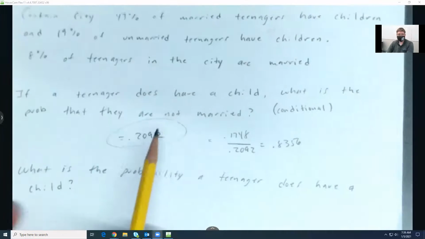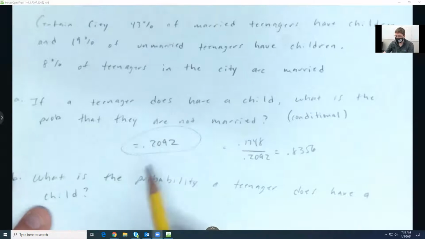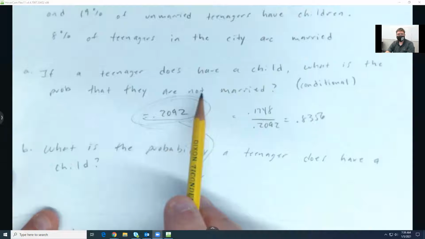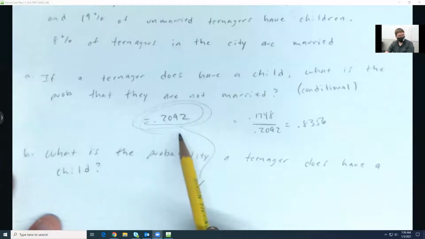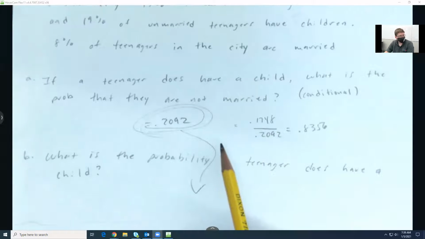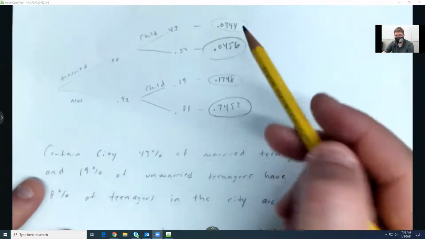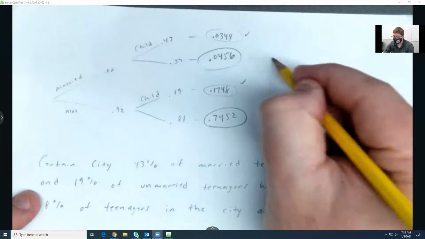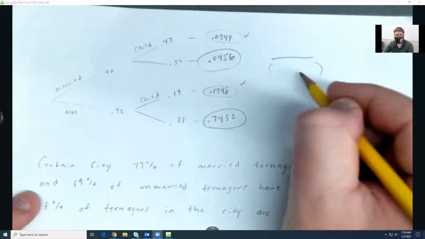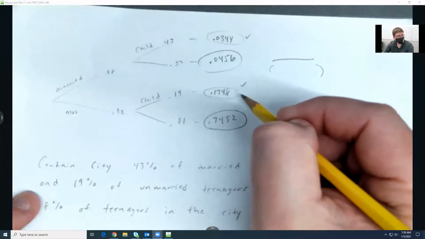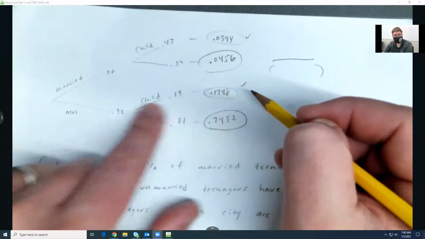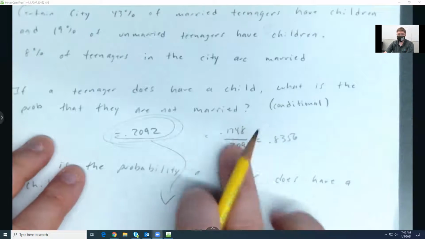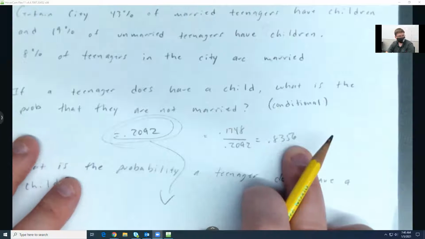All right, so on this one, I just answered the first part of the question. If a teenager has a child, that's this percentage right here, which is really our answer down here. What is the probability that they are not married? So of all of the teenagers that have children, what is the percentage of them that are not married? So that's where, when you go back, these are your two children categories. So we add those up to be the denominator. These two numbers here would go down here in the denominator. And then of these two numbers, which one comes from the not married one? This one here is on the branch with the not married. So that's the number that would go up there on top. And so there's where my fraction is. And that would be my final answer out of that.